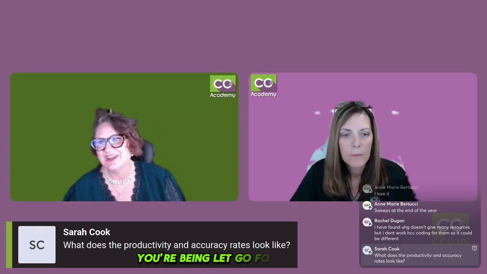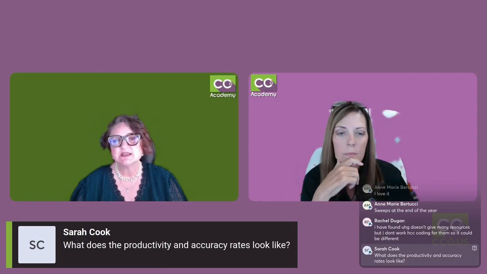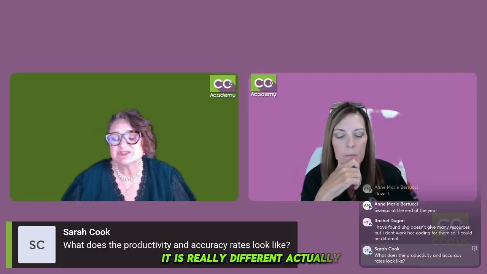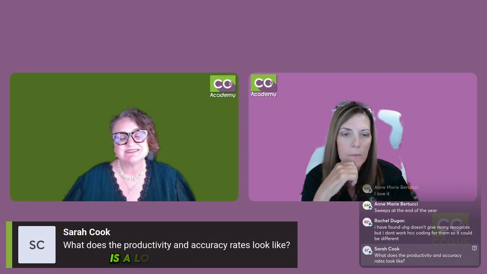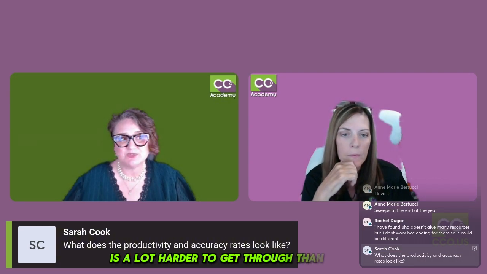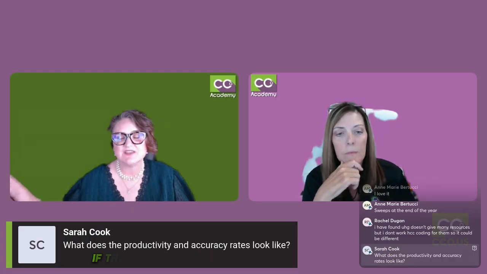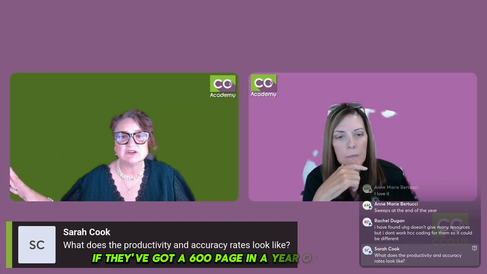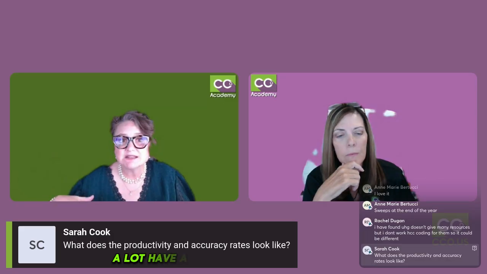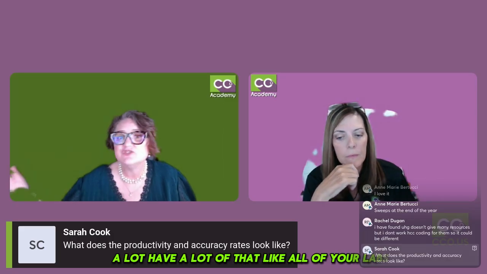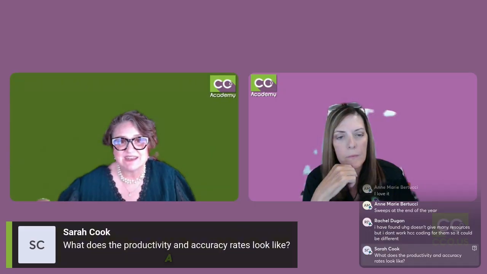You're being let go for that contract. Also, productivity and accuracy rate, it is really different. Actually, a 30-page patient is a lot harder to get through than a 600-page, because most of that 600 is fodder. If they've got a 600-page in a year of documentation, that means they've been in and out of the hospital a lot, have a lot of that, like all of your labs, all of those EKGs, all that stuff would get scanned in and you'd have to look at it.